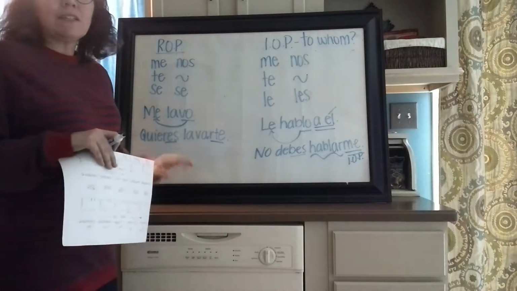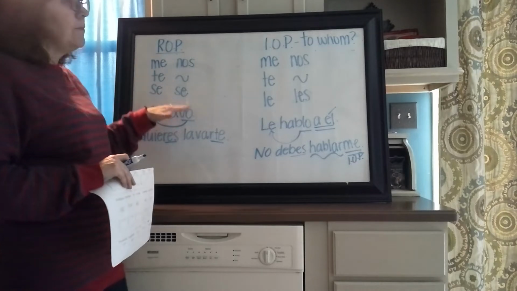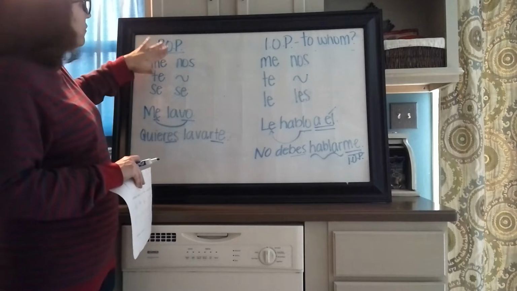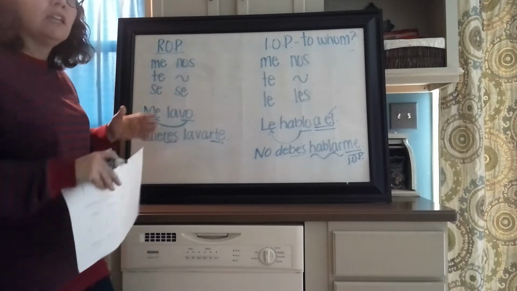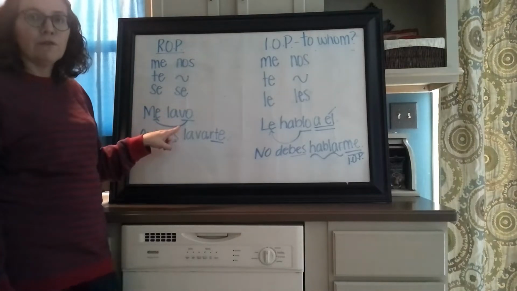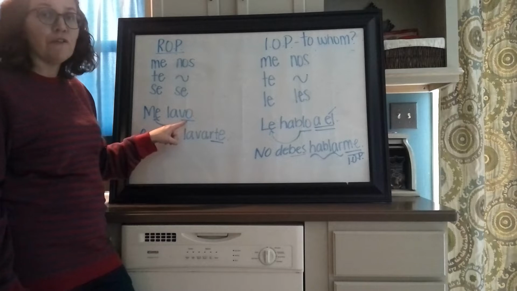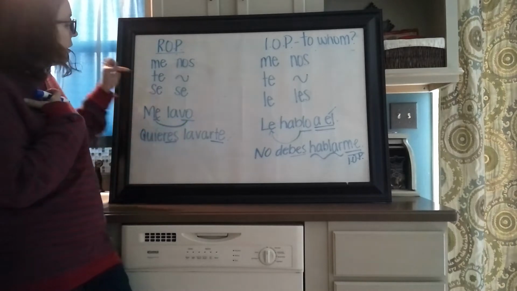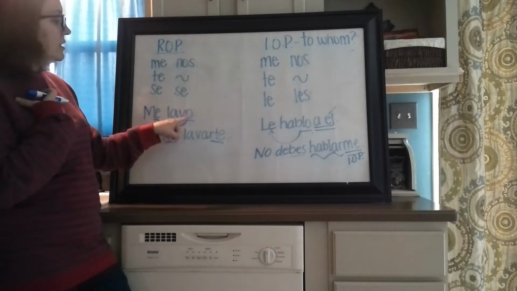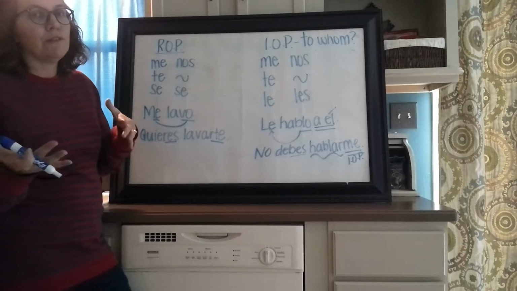That's a reflexive pronoun because I'm doing the washing and I'm washing my own hair. Our ROPs, our reflexive object pronouns, are me, te, se, nos, se, and they cover the words myself, yourself, himself, herself, ourselves, or themselves. And I've got a few sample sentences here for you. The first one is me lavo, and you can see that this is a reflexive because the verb is in the yo form, meaning I'm doing the washing, and you have the me, which means I am washing myself. This is in the yo form, which makes it a reflexive verb.